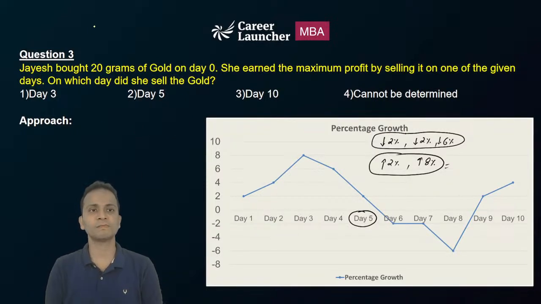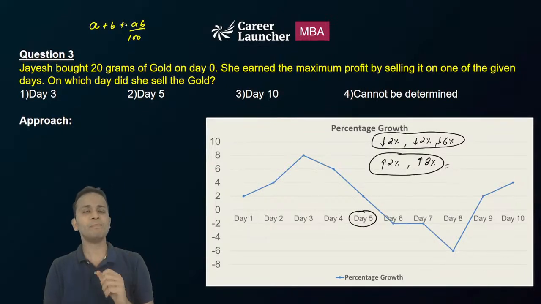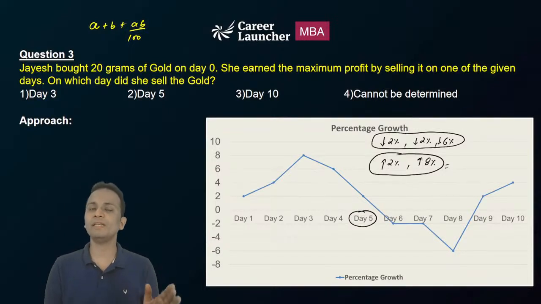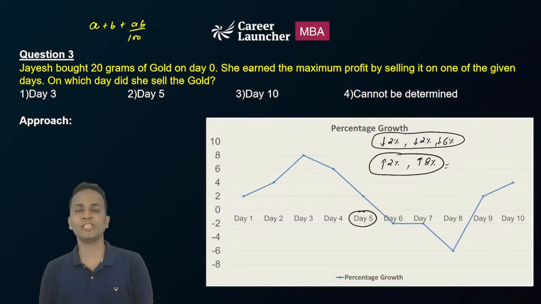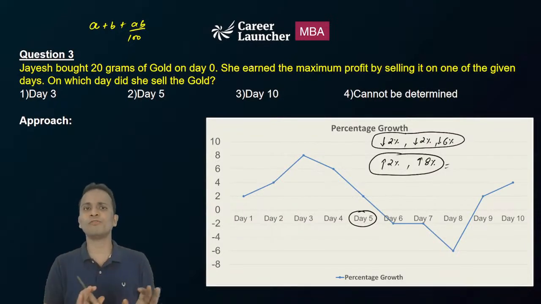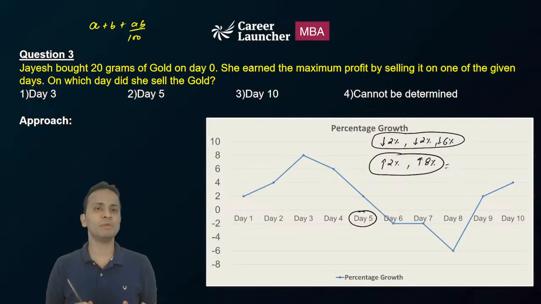So formula is, I'm writing it at the top, a plus b plus ab upon 100. Okay, where a and b are percentage changes. The value of a will be positive if there is an increase. The value of a will be negative if the change is a decrease. Similarly with the value of b. Okay, so you will have to be careful about the sign of a and b. Increase, it will be a positive sign. Decrease, it will be a negative sign.